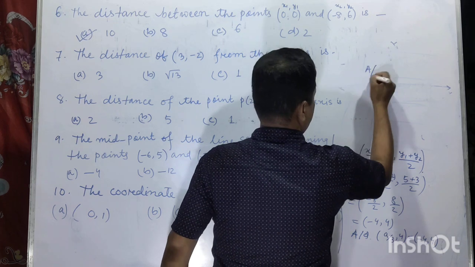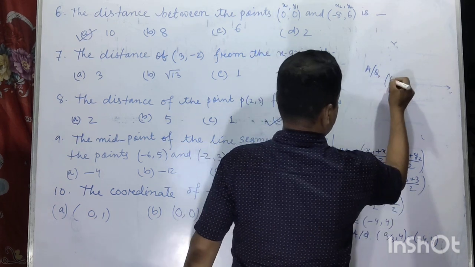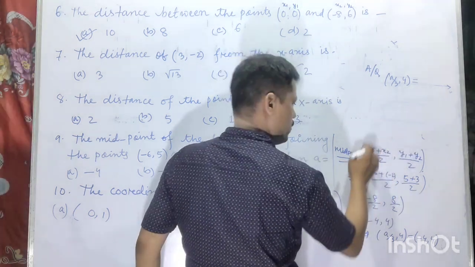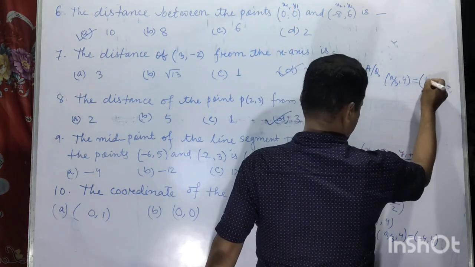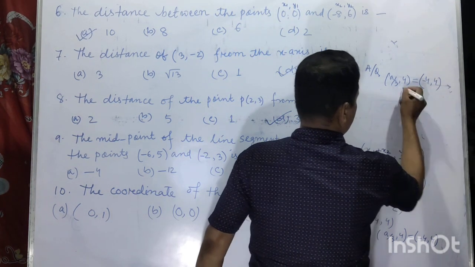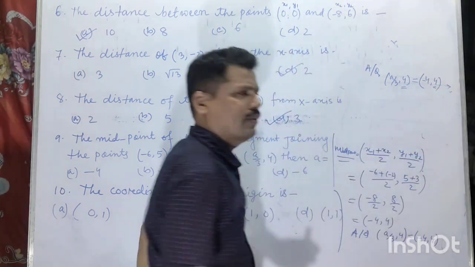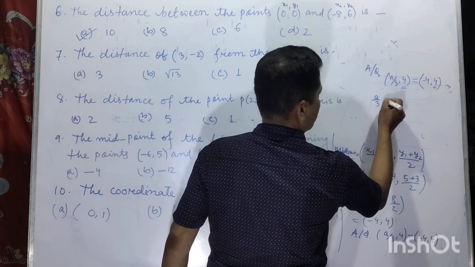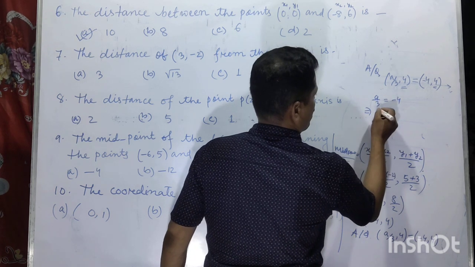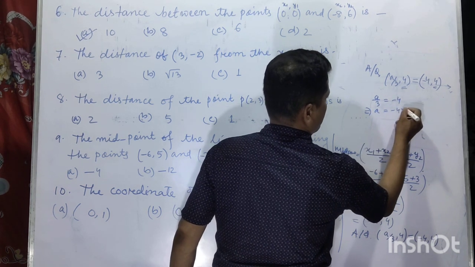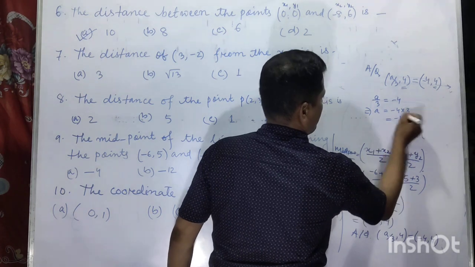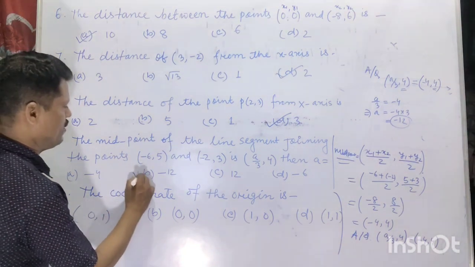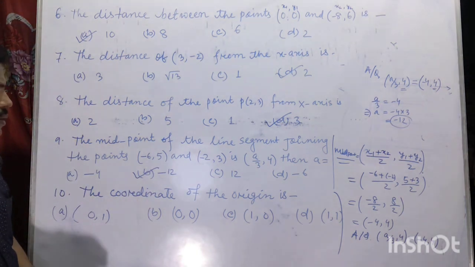According to the question, the midpoint is already given, that is a by 3 comma 4, and we found the midpoint from these 2 points, that is -4 comma 4. The y coordinate is the same on comparing. So for the x coordinate, a by 3 is equal to -4. So a is equal to -4 into 3, that is -12. So the value of a will be -12. Option B is correct.